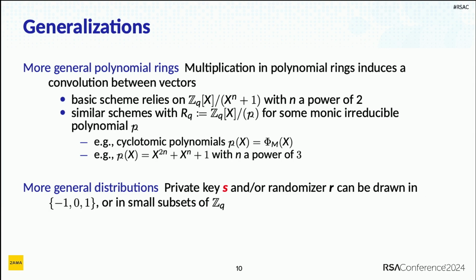Typically in TFHE, Q is a power of 2, so 2 to the 64, and n is also a power of 2. But in that case, you cannot use the NTT because the two values have to be coprime. So it is better to choose for n a power of 3, in which case you can use the NTT to speed up the convolution.